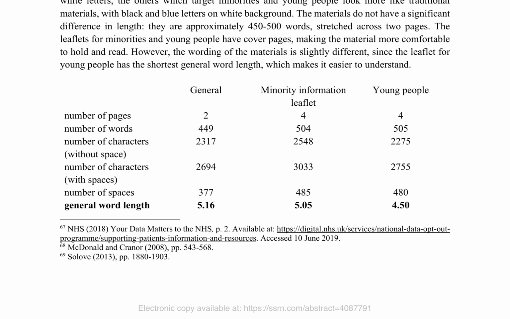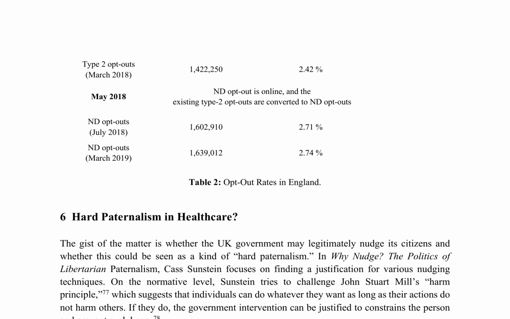The NHS regularly releases statistics on opt-outs, showing that the number of Type 2 opt-outs was 1.4 million in March 2018, representing 2.42% of the population, and increasing to 1.6 million in March 2019, representing 2.74% of the population of England. Table 1 compares the NHS information materials on the ND opt-out system, highlighting the similarities and differences in the materials provided for different groups.